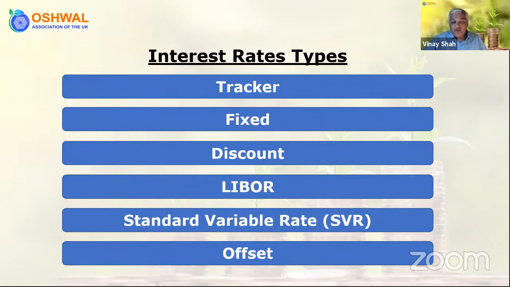A tracker mortgage is effectively where the mortgage will track the Bank of England base rate by a percentage above the current Bank of England base rate. So for example, if it's 1% above the Bank of England base rate, which currently is 0.1, then you'd pay 1.1% as an interest rate.